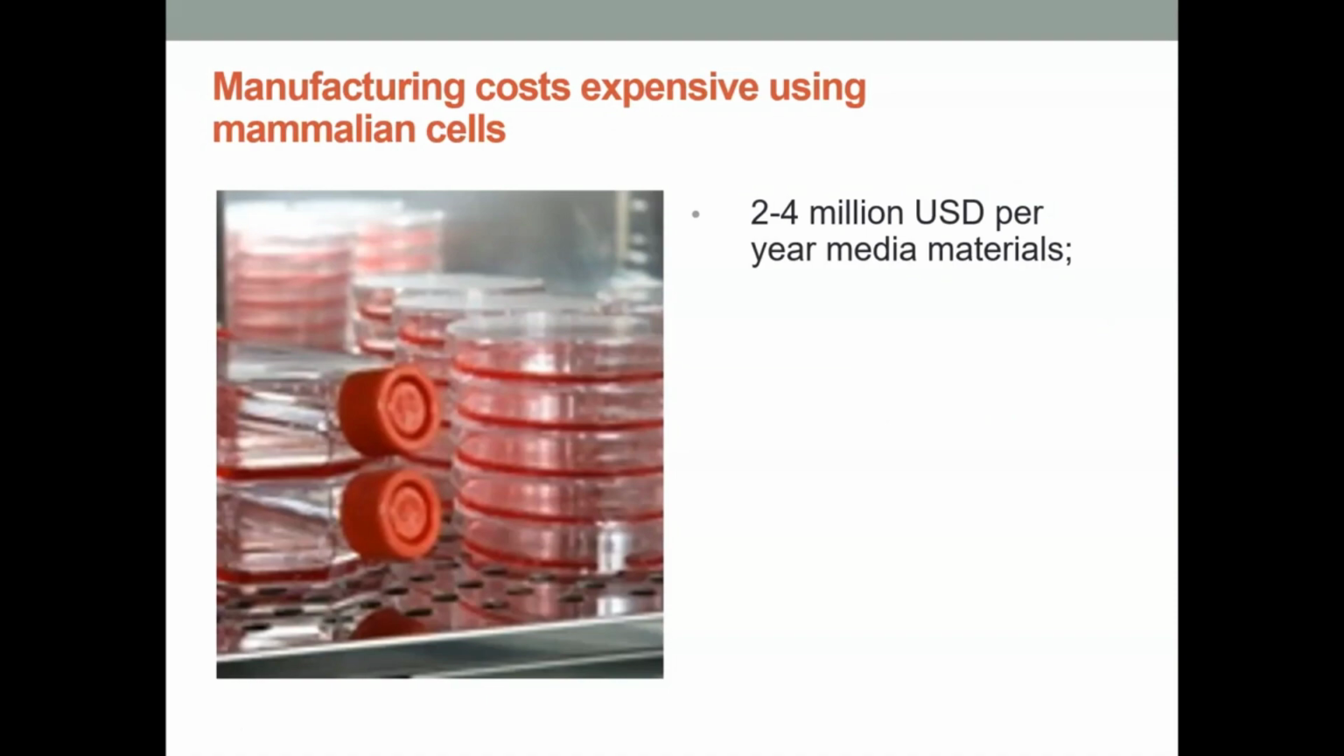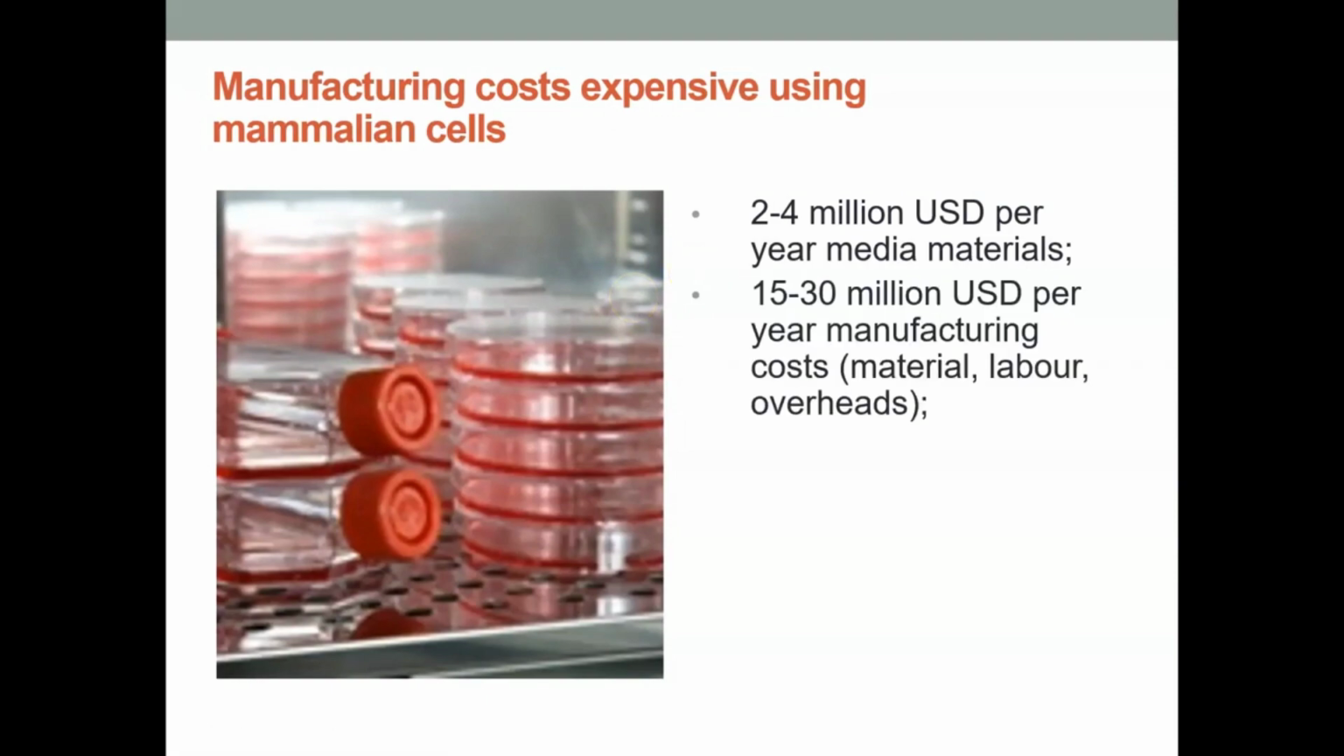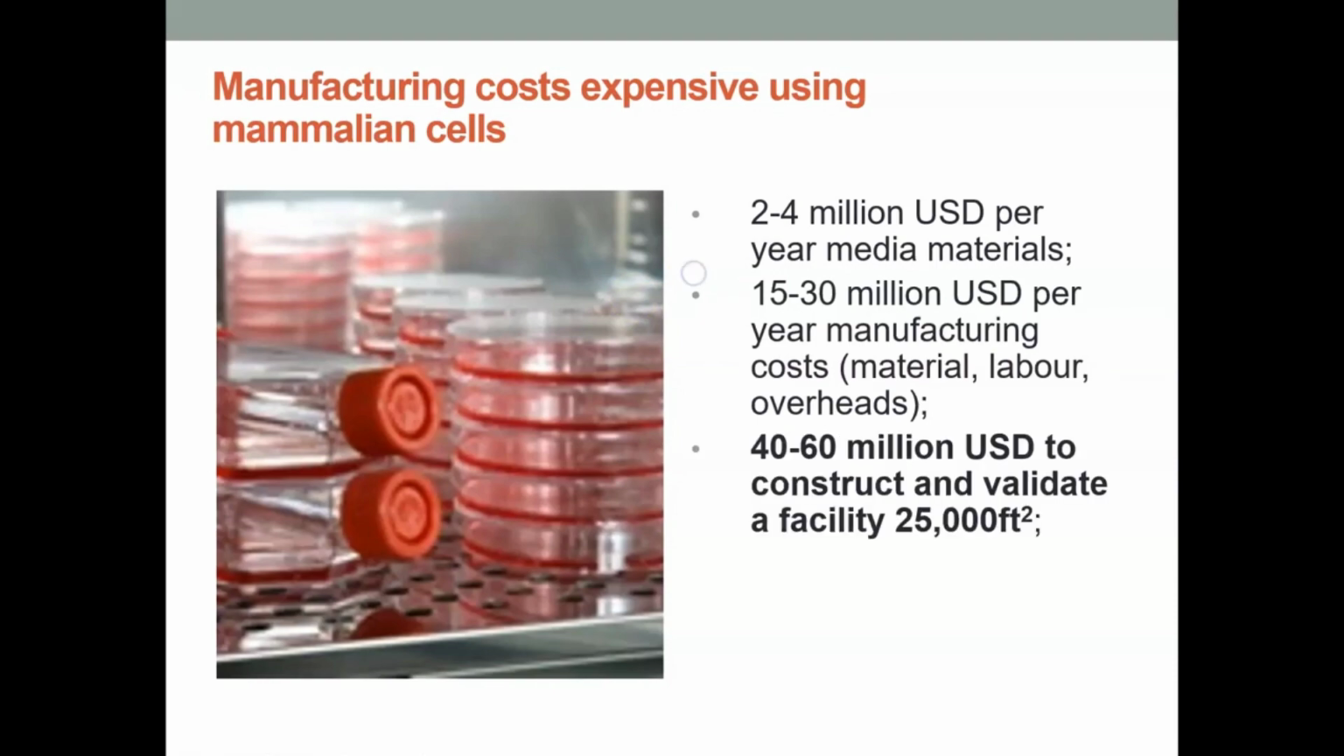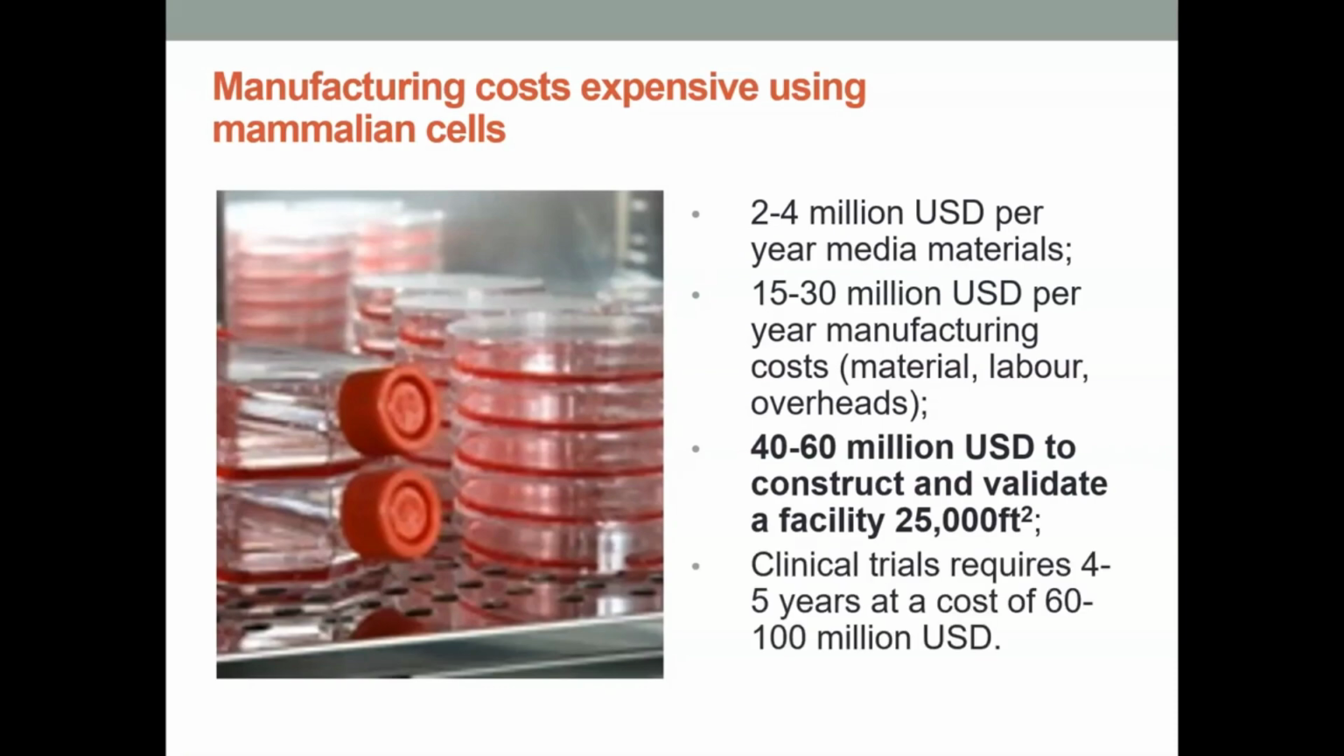So biopharmaceutical is really expensive, and you're using mammalian cells in a lot of cases. 2 to 4 million US dollars per year on media materials, 15 to 30 million US dollars per year on manufacturing costs. So that's the material, the labor, and the overheads. 40 to 60 million US dollars to construct and validate a facility. That's just taking an example of a 25,000 square foot facility. The clinical trials require 4 to 5 years, and they generally cost somewhere between 60 and 100 million US dollars. So you can see why biopharmaceuticals are so expensive.